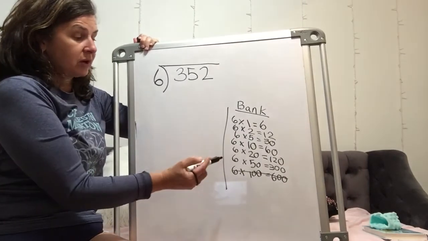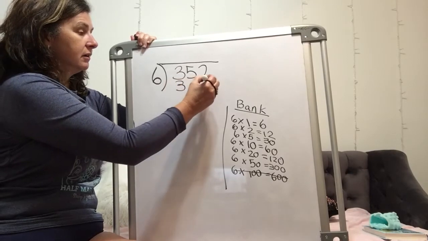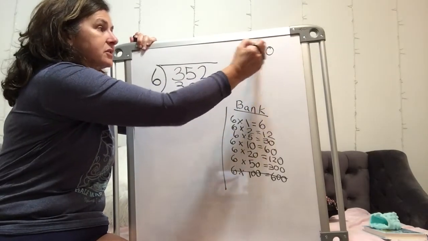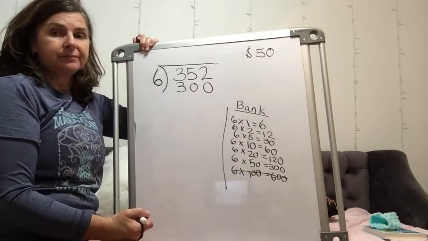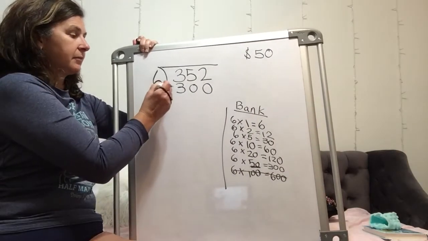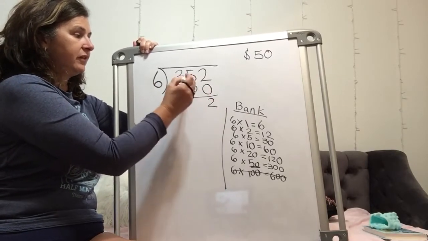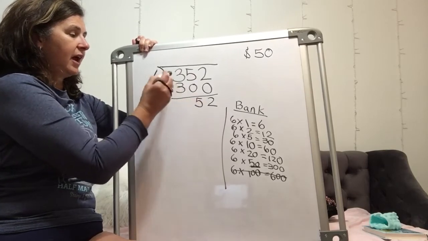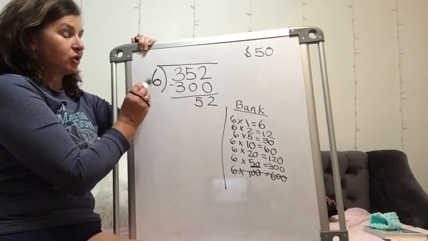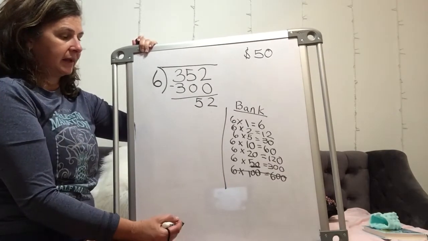The next number is 300, so I'm going to put 300 under this dividend, and I'm going to bank $50 up here, because I use the 50 right here. The next thing I'm going to do is subtract. 2 minus 0 is 2, 5 minus 0 is 5, and 3 minus 3 is 0. This number is still bigger than the divisor, 6, so I've got to look back over here to my bank.